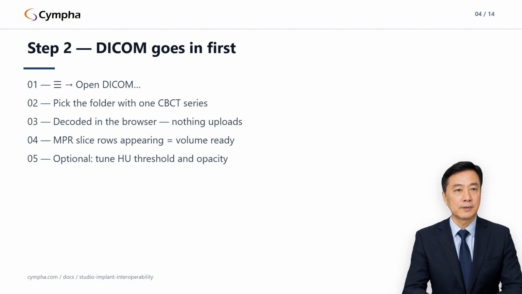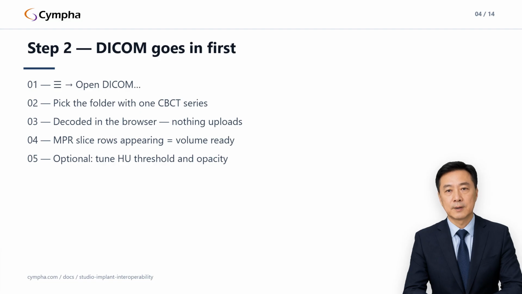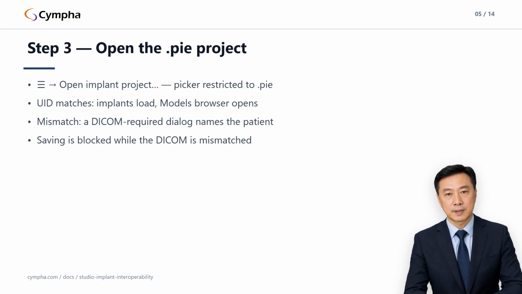If it doesn't match, no DICOM loaded yet, or the loaded CT belongs to a different patient, Studio shows a DICOM required dialog, which names the patient stored on the project when that information is available. Click Open DICOM inside the dialog, pick the correct folder, and once the UID checks out, the implants load automatically.